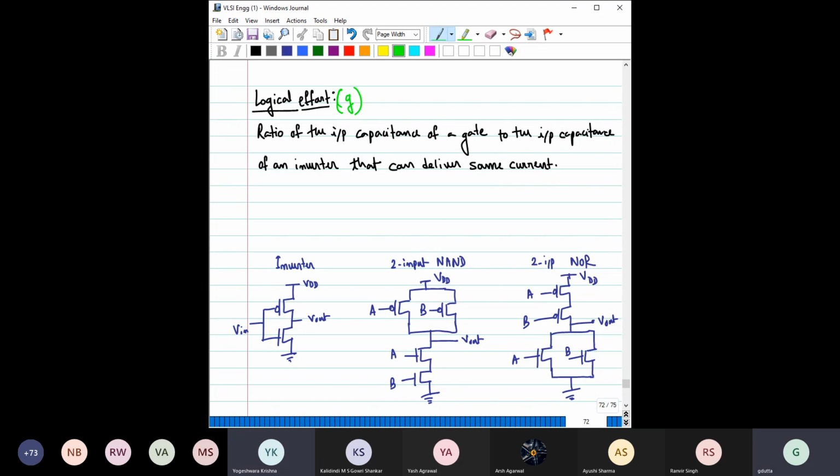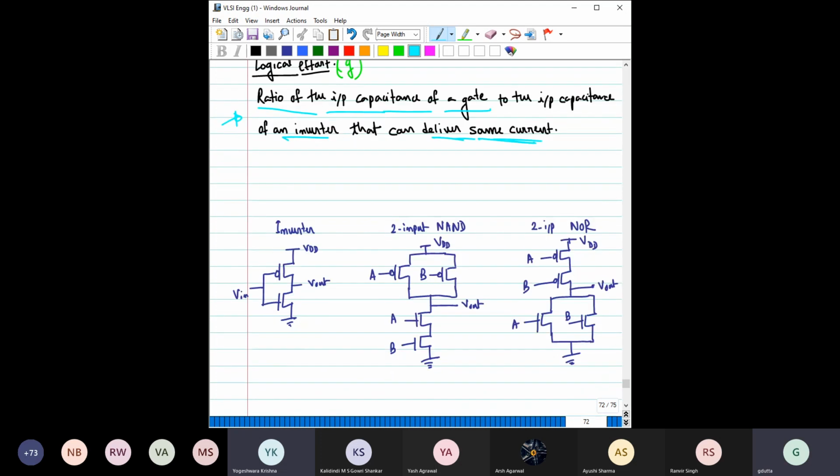Please read this again a bit carefully. Ratio of input capacitance of a gate to the input capacitance of an inverter that can deliver the same current. So I will come back to this writing in maybe one or two minutes.